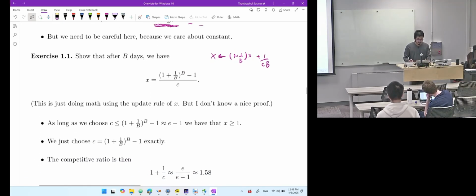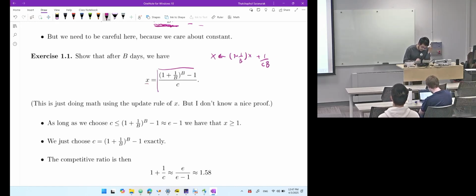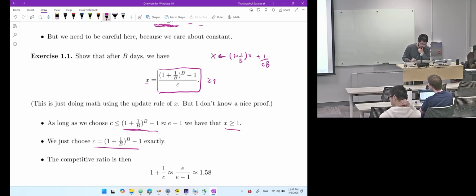Now, what does it mean? It means that after b days, x is exactly this. And if we want x to be at least 1, we can just choose c to be less than the numerator, right? Then we're going to have that x is at least 1. So let's choose c to be exactly this numerator. How big is this thing?